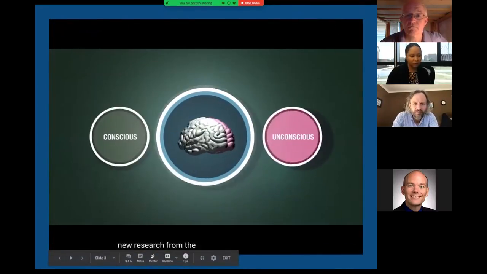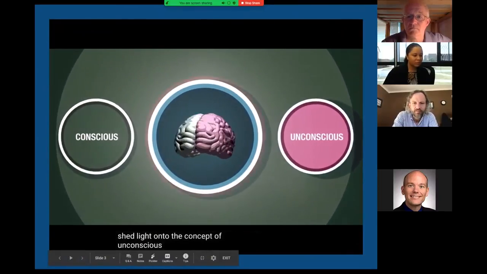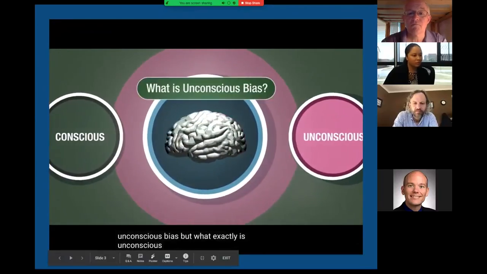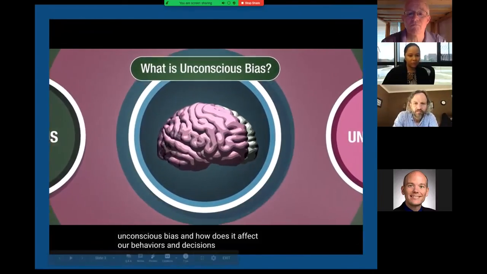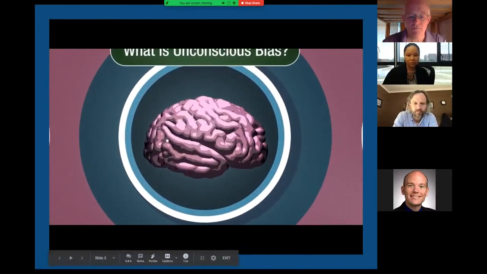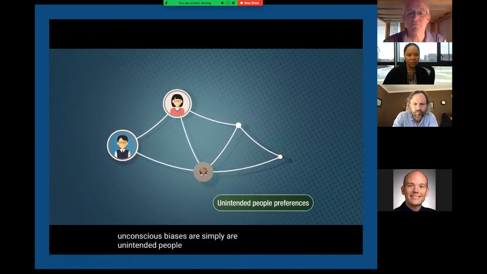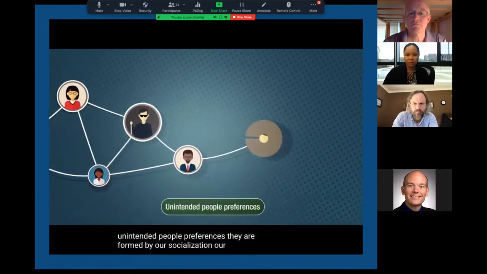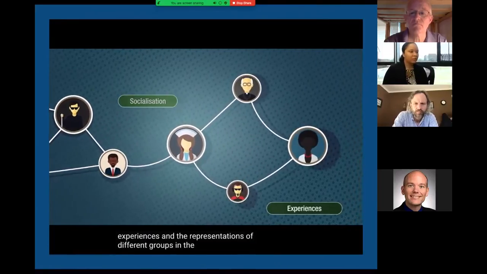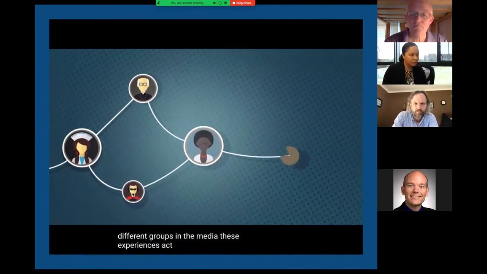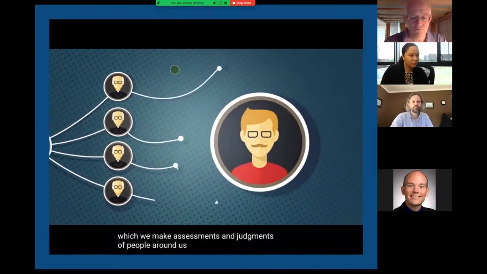New research from the fields of neuroscience and social psychology has shed light onto the concept of unconscious bias. But what exactly is unconscious bias, and how does it affect our behaviors and decisions? Unconscious biases are simply our unintended people preferences. They are formed by our socialization, our personal experiences, and the representations of different groups in the media. These experiences act as social filters in which we make assessments and judgments of people around us.